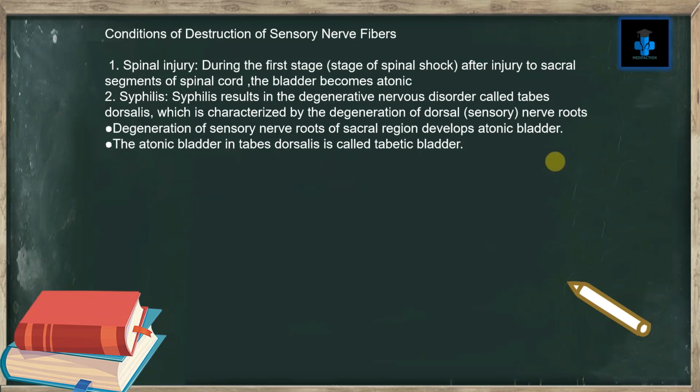Conditions for destruction of sensory nerve fibers. Number 1 is the spinal injury. During the first stage, that is stage of spinal shock, after injury to sacral segments of spinal cord, the bladder becomes atonic. Syphilis. Syphilis results in the degenerative nervous disorder called tabes dorsalis, which is characterized by the degeneration of dorsal, that is sensory, nerve roots. Degeneration of sensory nerve roots of sacral region develops atonic bladder. The atonic bladder in tabes dorsalis is called tabetic bladder.